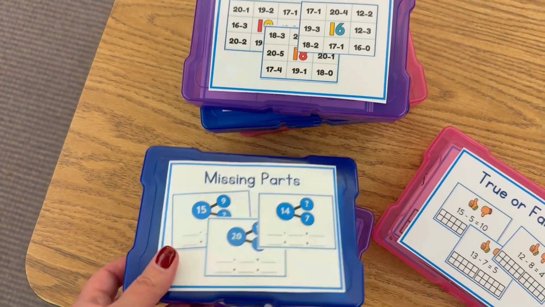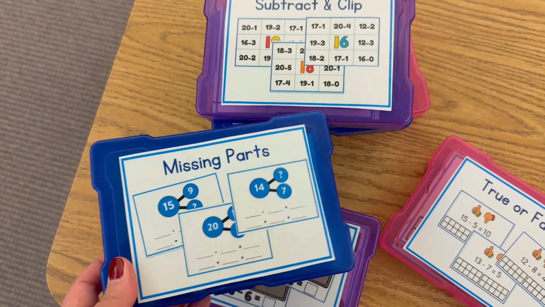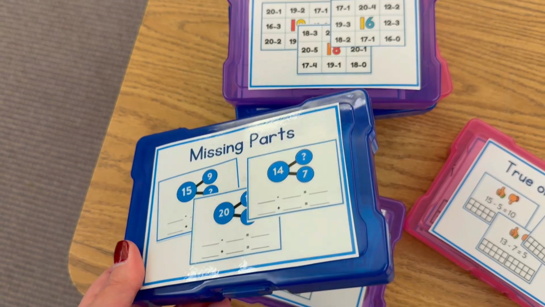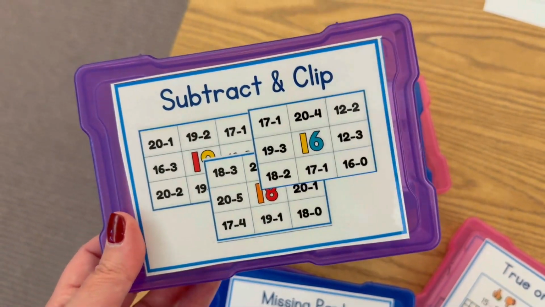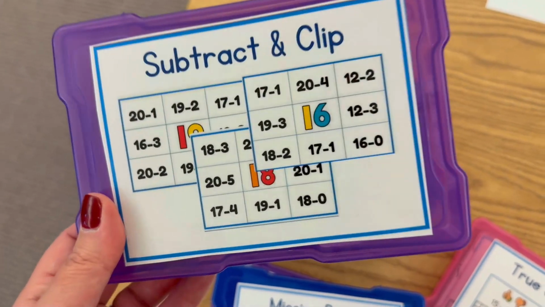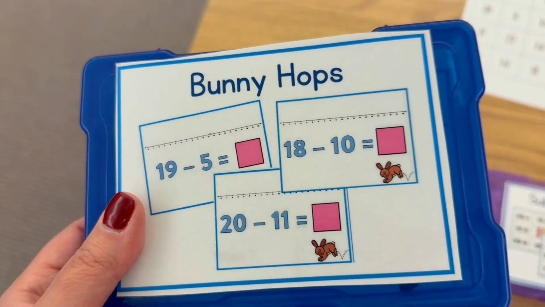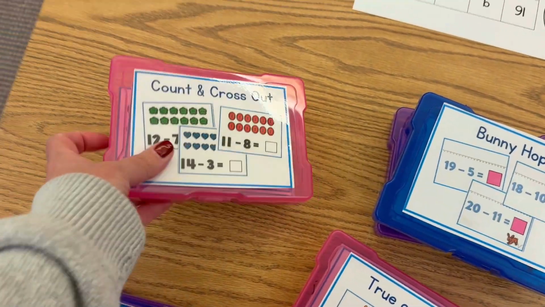So just to show you real quick, these are my subtraction within 20. These are different than my subtraction within 10. Some of the games are the same, but of course they are within 20 instead of within 10. So subtract and clip. Here they just have to find all the equations that equal the number in the middle. Bunny Hops has them using the number line there to solve the problem. So you can see some different strategies we have here.